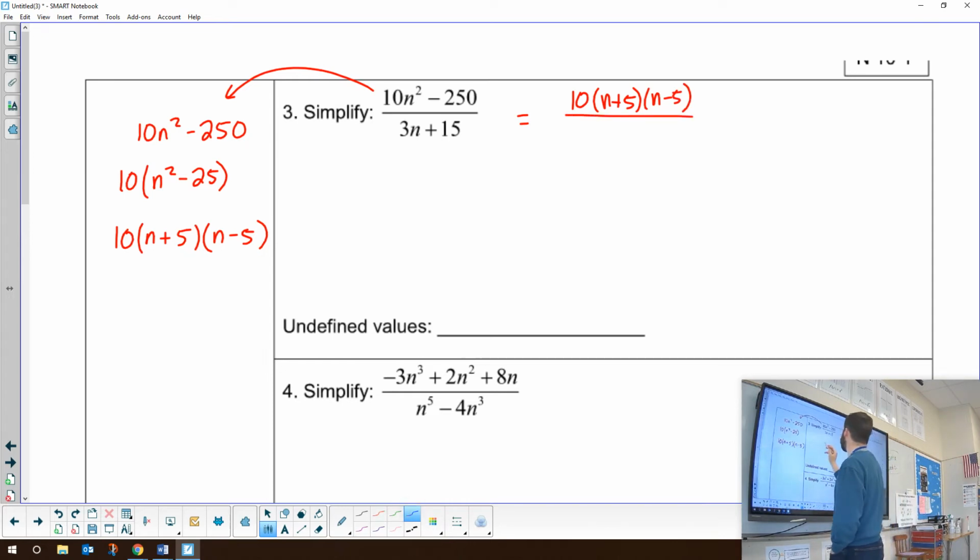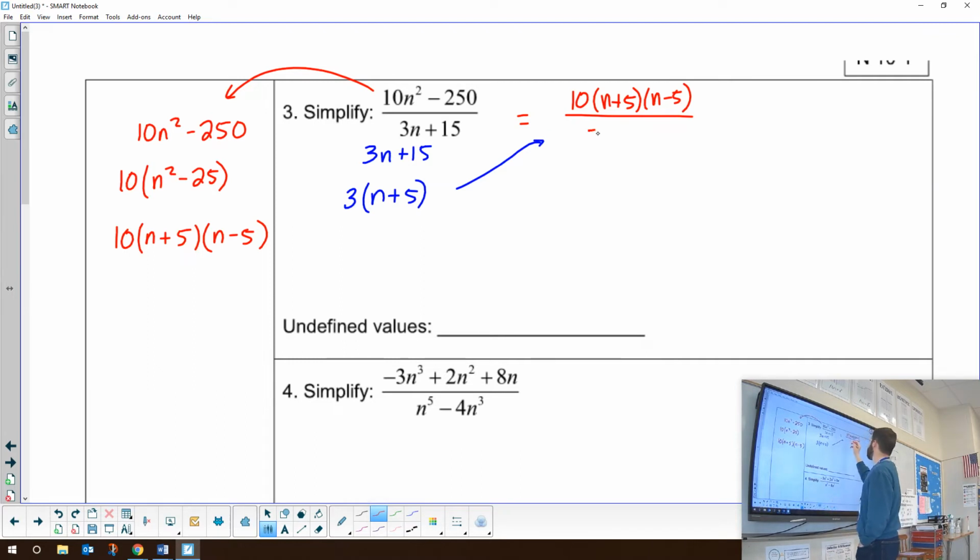I can now factor the bottom as well. The bottom's 3n plus 15. Pull out a GCF. So we have 3 times n plus 5. Write that in underneath over here, right? And so we're going to have 3 times n plus 5 as part of my denominator.